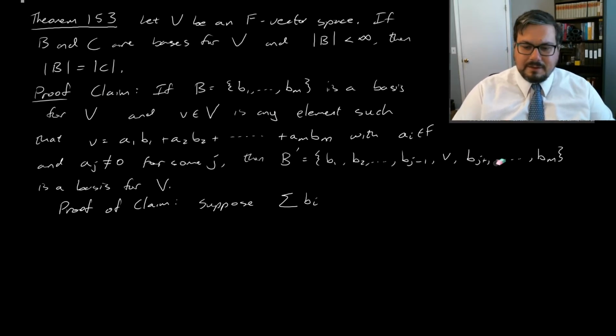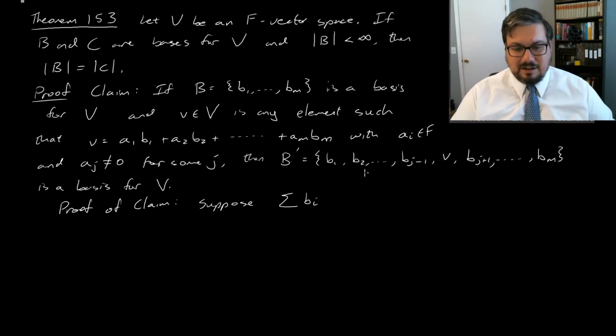I just noticed this. This is very important. In our notation for B prime, we're replacing the jth B element with V, which means that our new B prime goes from Bj minus 1 to V to Bj plus 1. So we haven't changed the size of the set, we've just replaced the jth one with V. Sorry about that. That notation was wrong the way I had it before.